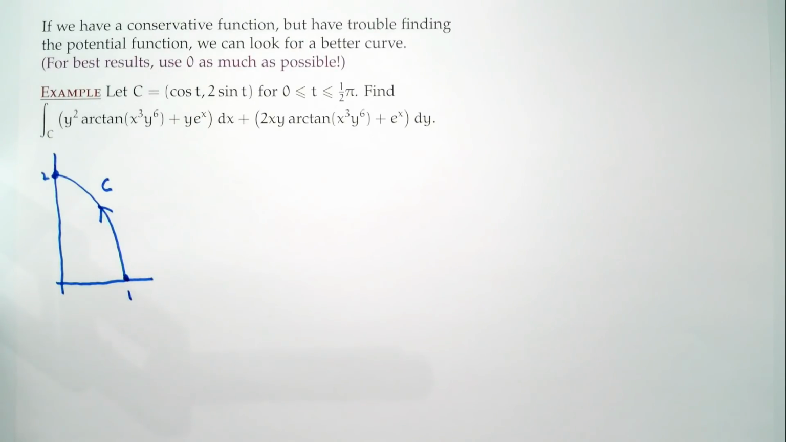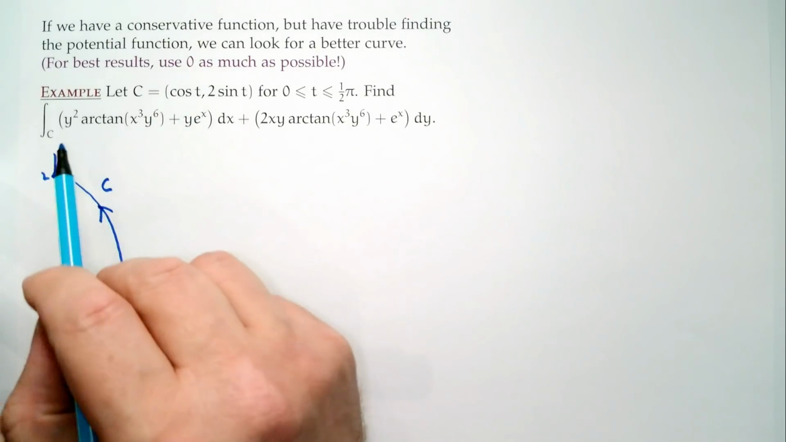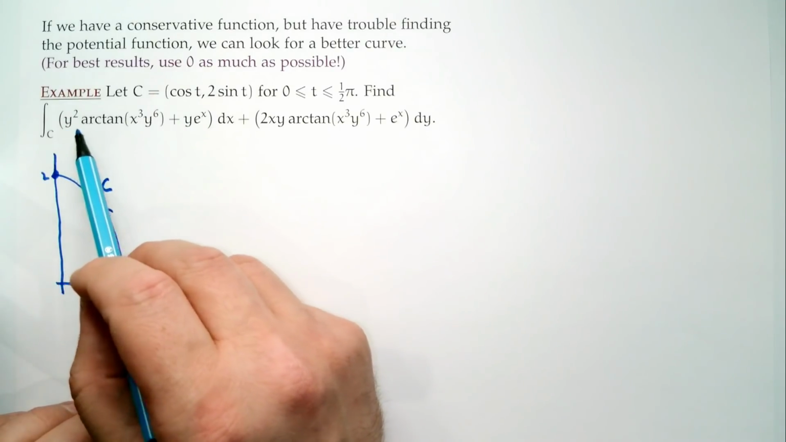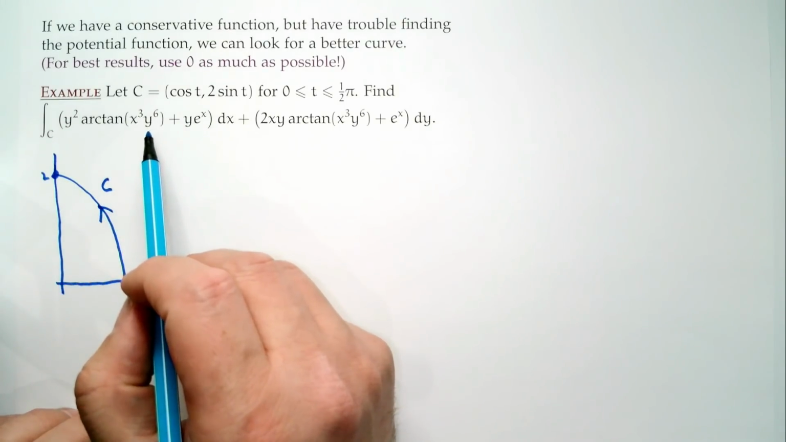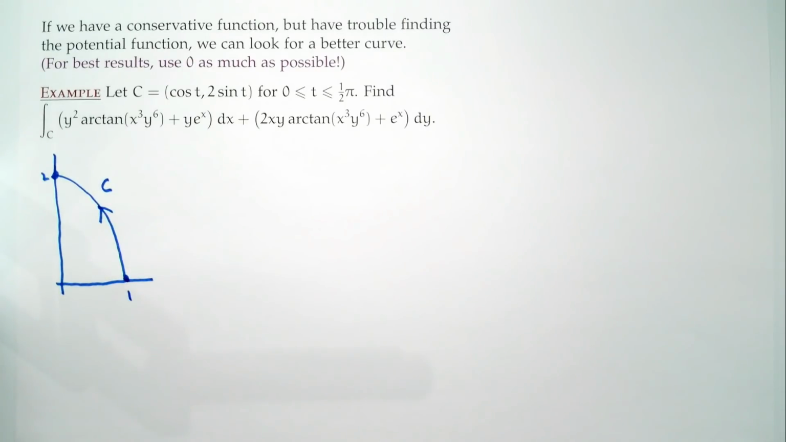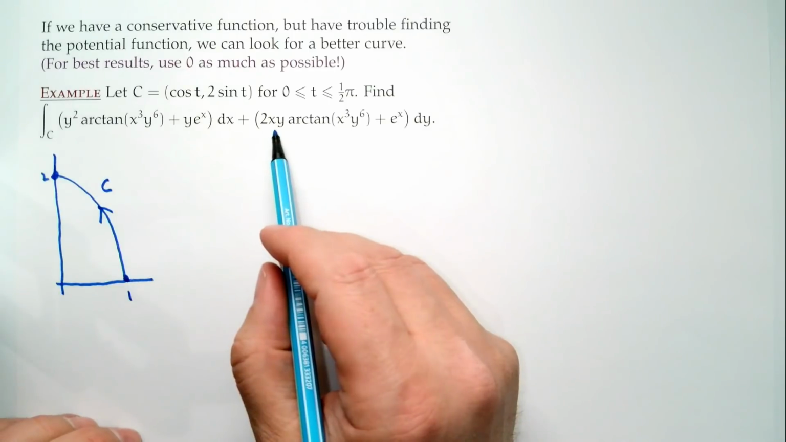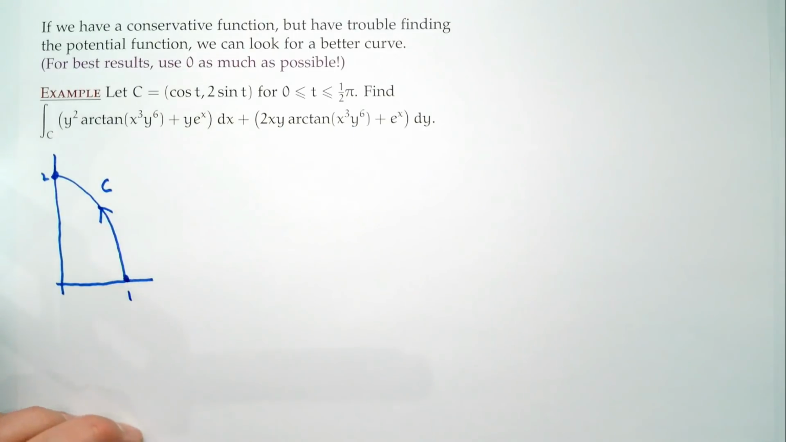I already see arctangent. I know this is going to be a really cool answer, but I also feel like I'm going to have a problem. What's the antiderivative of y squared arctangent x cubed y to the 6 with respect to x? Yeah, but there's that x cubed in there. This is not looking promising here. Similarly, if you said, okay, well, can you take the antiderivative of 2xy arctangent x cubed y to the 6 with respect to y?